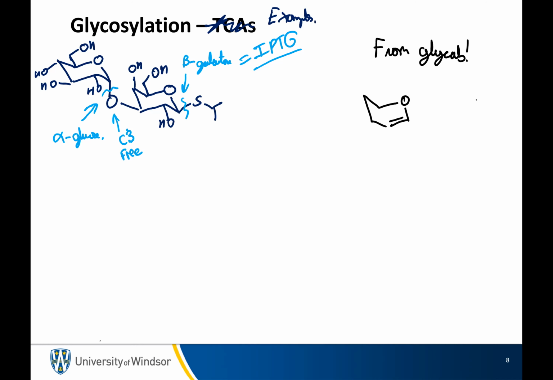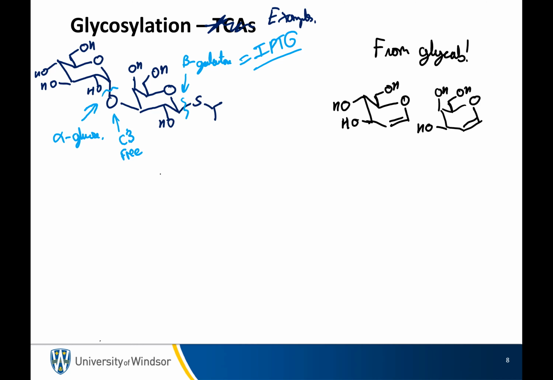So let's say we start with the 2 glycals. We've got galactose glycal, and we've got glucose glycal. In some ways by using glycals, I'm making this harder. In some ways by using glycals, I'm making this easier. How am I making this easier?